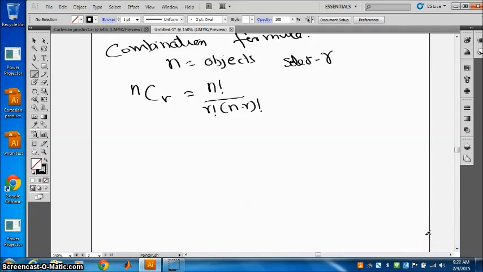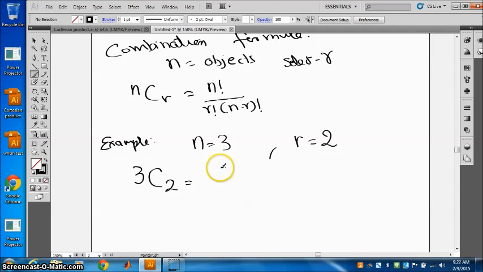We have seen in the previous example, there were 3 shirts. How many shirts were there? 3. So n is 3. How many we have to select? 2. r is 2. So in how many ways we can select? 3C2. That means factorial 3, n is 3, r is 2, factorial 2 and 3 minus 2 factorial.